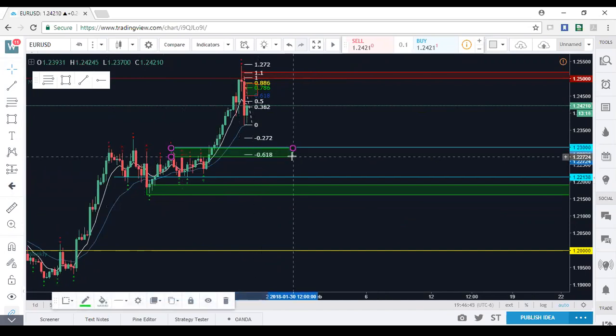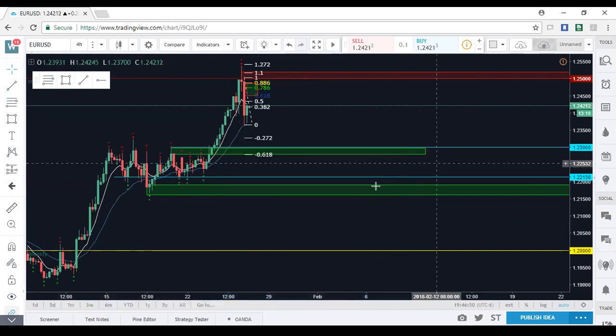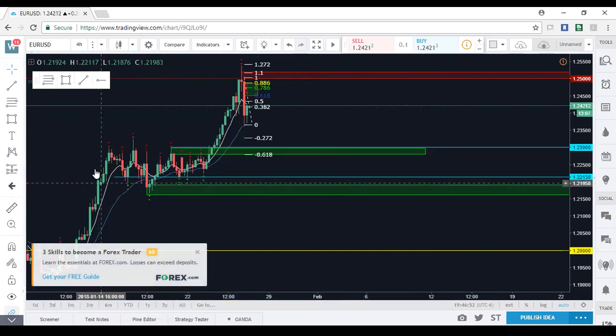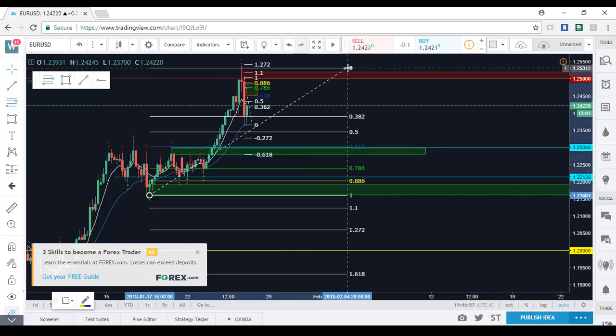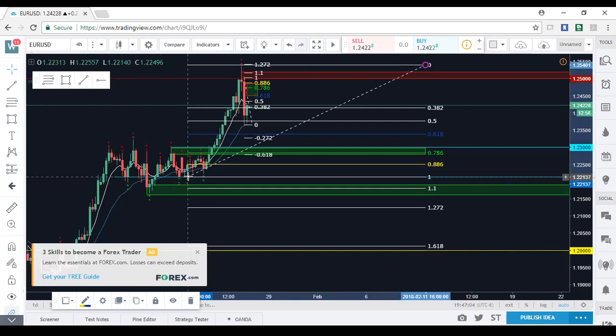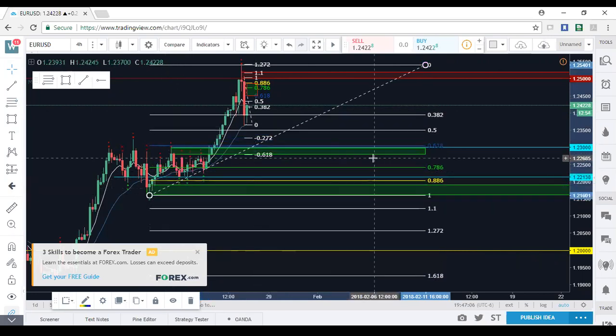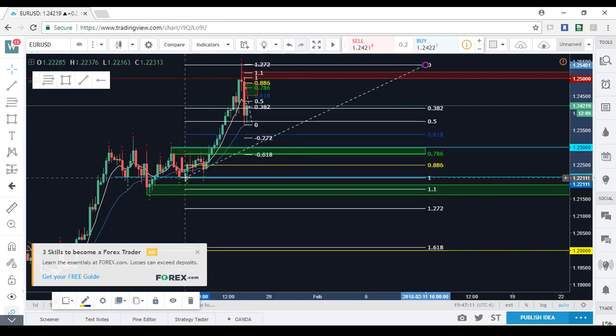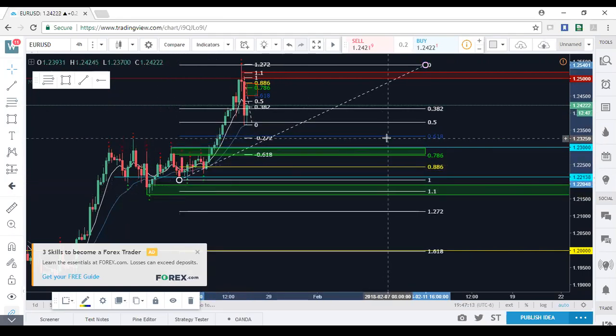Which if we drag this order block over, right, that's something that we want to see. And then let's say if we fib from either this low to the high, it just depends on which one you want to use. We can use that low or this low, either or, right? 618 to the 886. It's still around these order blocks. So that's what we actually want to see.